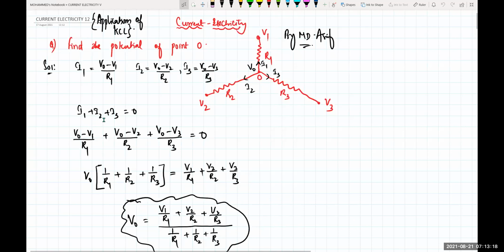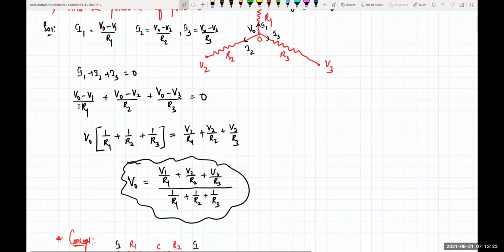So here I1 plus I2 plus I3 will be equal to how much? 0. That means (V0 minus V1) divided by R1 plus (V0 minus V2) divided by R2 plus (V0 minus V3) divided by R3 must be equal to how much? 0. Is it clear?